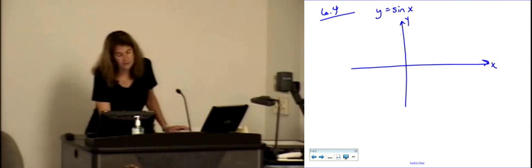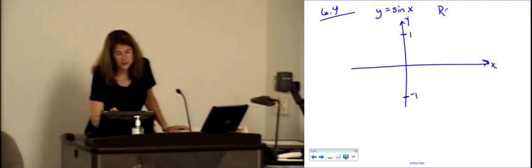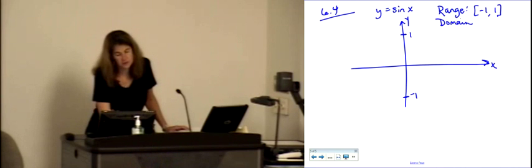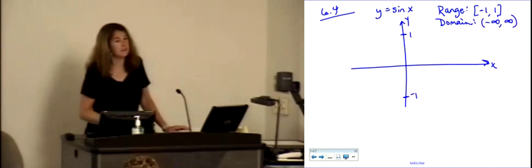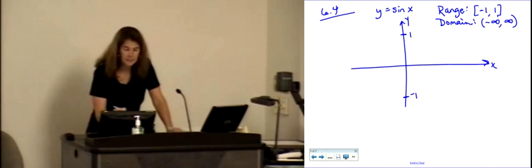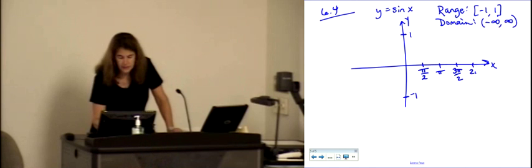But here's what the sine graph ended up looking like. We said its range, I'm putting the range up first just because that's what I wrote first, is from -1 to 1. What was its domain? Negative infinity to infinity, which means all real numbers. That's just another way of saying all real numbers. We had labeled some coordinates here: pi halves, pi, 3/2 pi, and 2 pi.